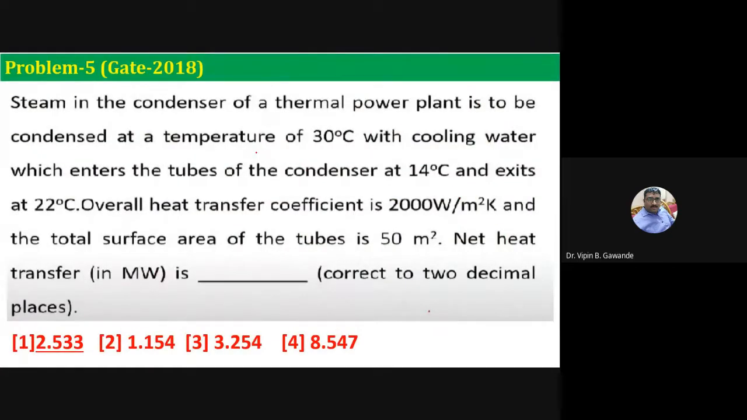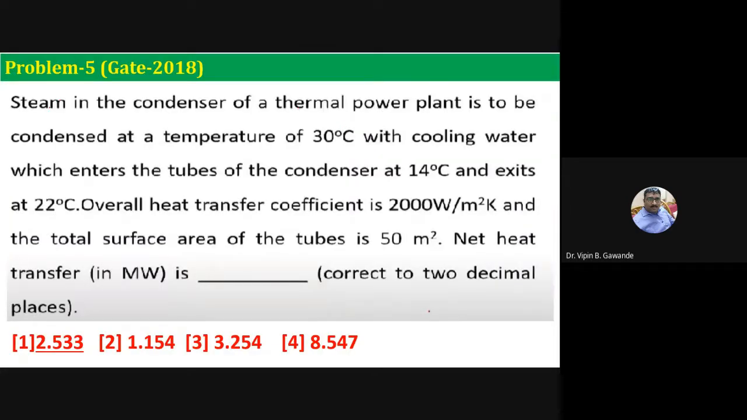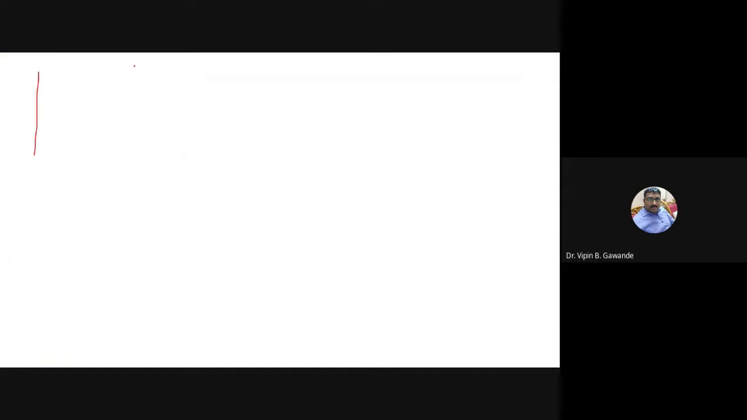Okay, now let us go to the next question. I think this is the last one. Yes, so last question. Now again, the steam in the condenser. So again, this is the question related with the condenser. So what is the diagram for the condenser?